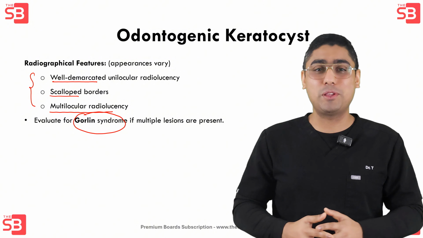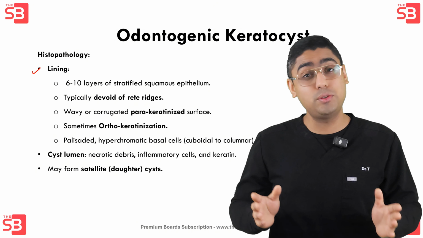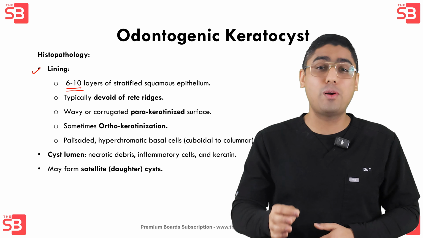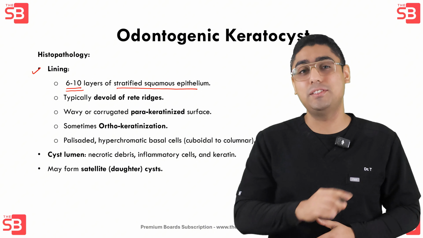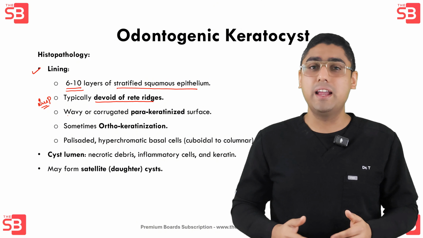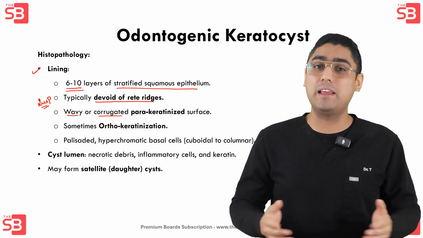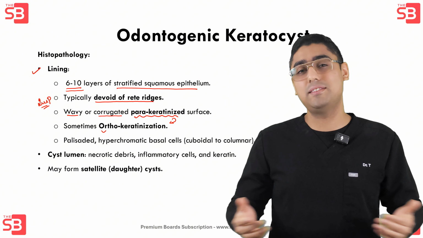Let's look into the histopathology of OKCs now. The cyst lining is going to have at least 6 to 10 layers of stratified squamous epithelium, and a key feature is that it lacks rete ridges. The lining is wavy or corrugated, and most of the time it is going to be parakeratinized, but in some rare cases you can also see orthokeratinization.